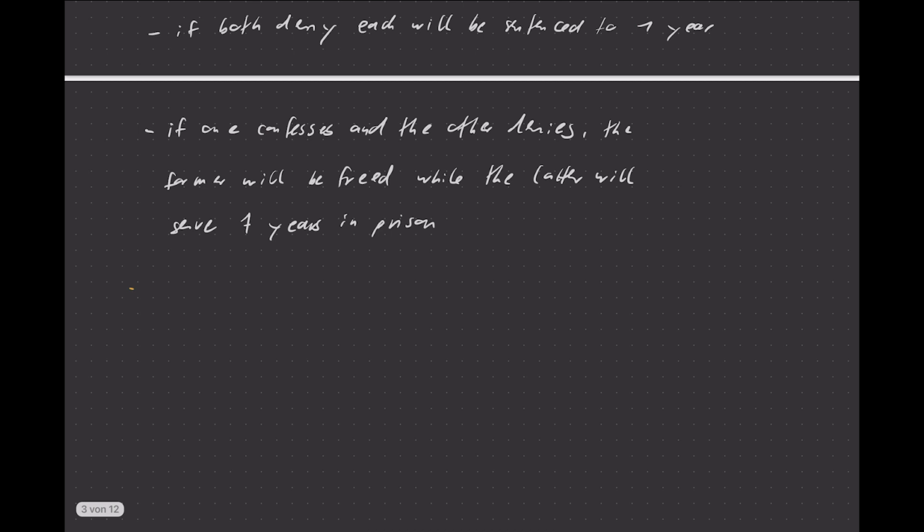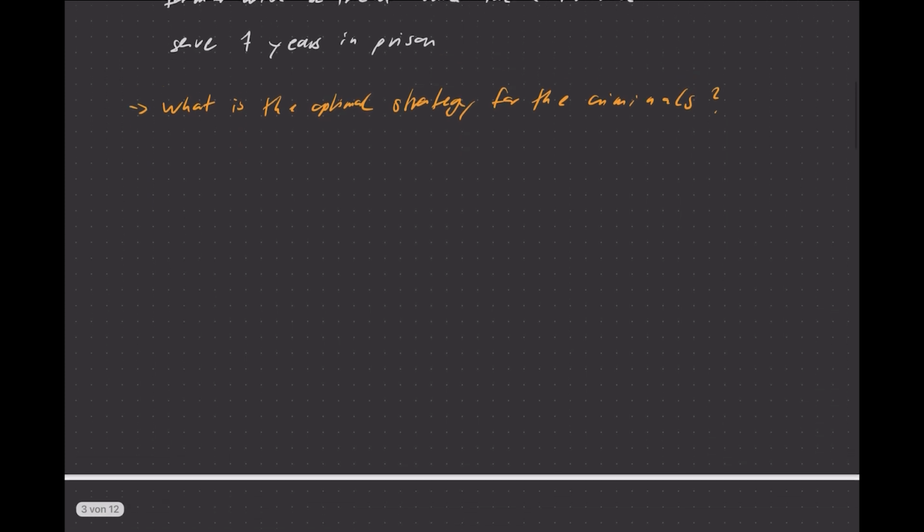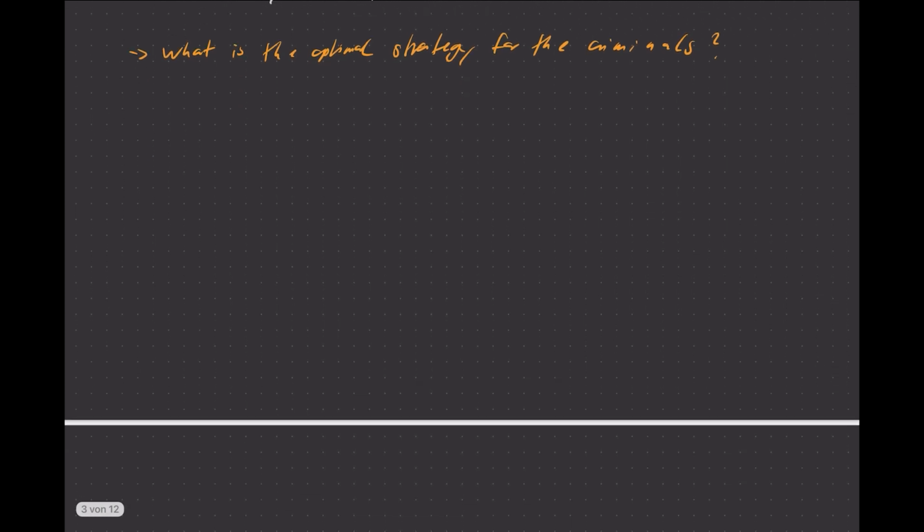Now, as I said, the main question is, what is the rational strategy here? The optimal strategy for the criminals. Now, I already said we have made a couple of assumptions, so let's jot those down first, and then we'll see how we can model that situation in a formal way.